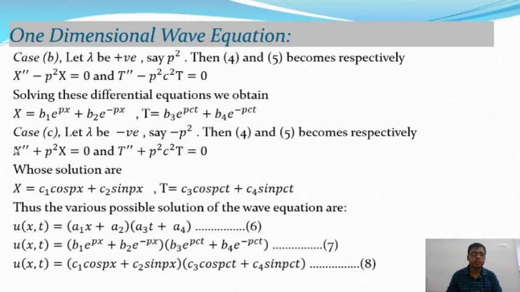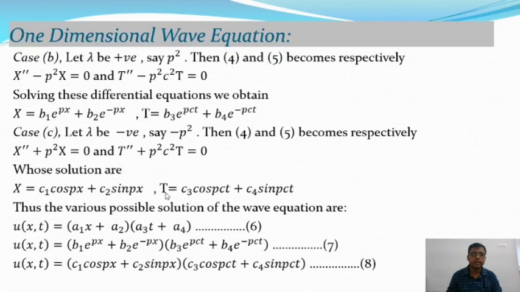The auxiliary equation of the first differential equation is m square plus p square is equal to 0. That means m is equal to plus minus i p, so the roots of the auxiliary equation are imaginary. The complementary function is c1 cos px plus c2 sin px, and the particular integral is 0 because the right hand side of this equation is 0. Therefore the general solution of x is the complementary function. That's why the general solution of the first equation is c1 cos px plus c2 sin px.